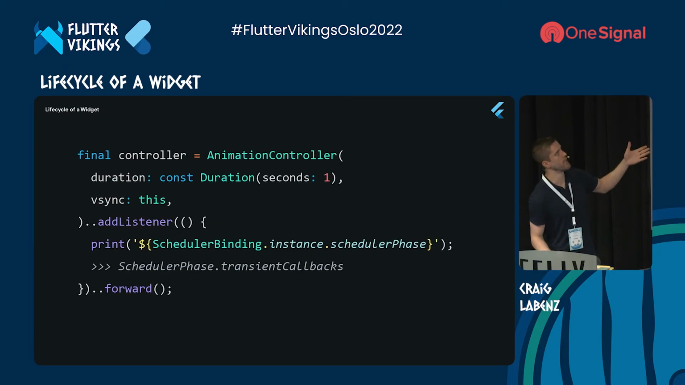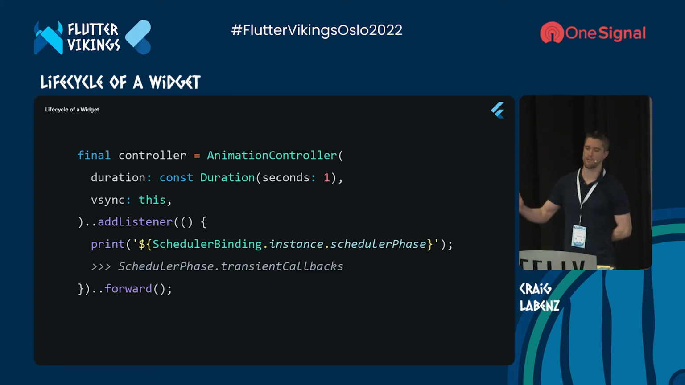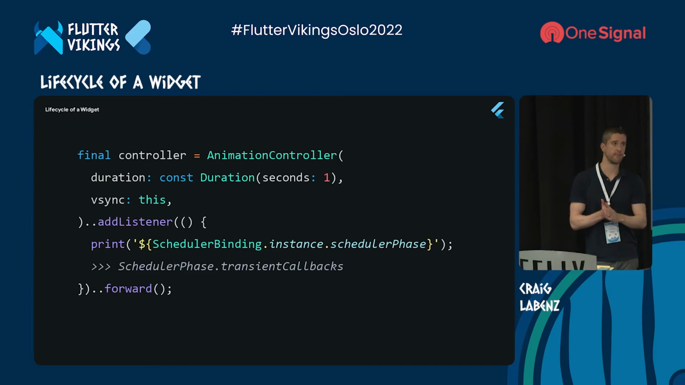For example, we could again prove to ourselves that the transient callbacks phase exists by putting an animation controller like this in one of our widgets. And this animation controller would spend 1 second just spamming SchedulerPhase.transientCallbacks as fast as it could, which is really high value. Also worth noting, anytime Flutter leaves the idle phase for any reason, which this animation controller would do for 1 minute or 1 second, Flutter will always go through all of these phases.